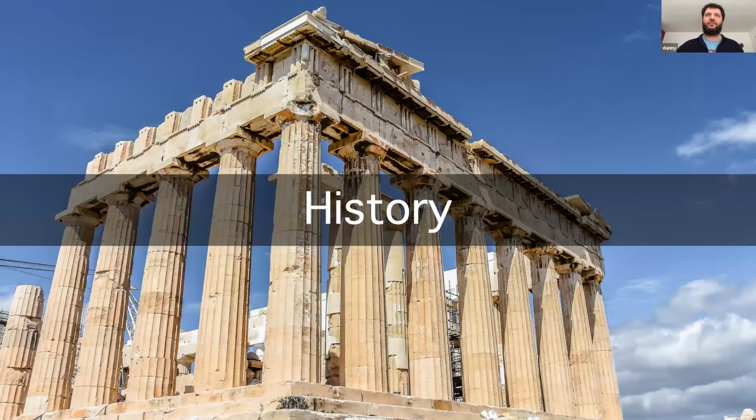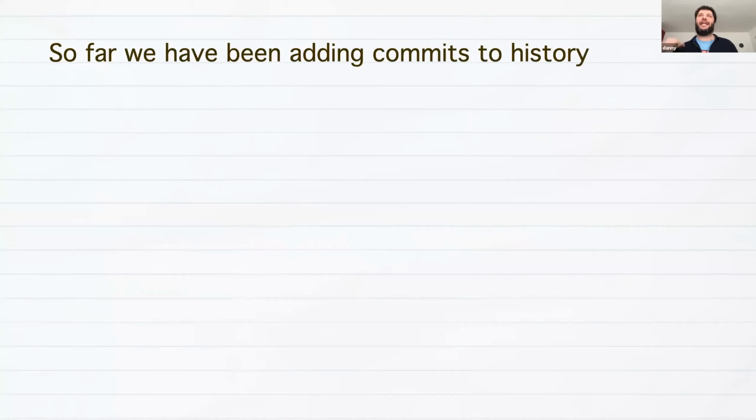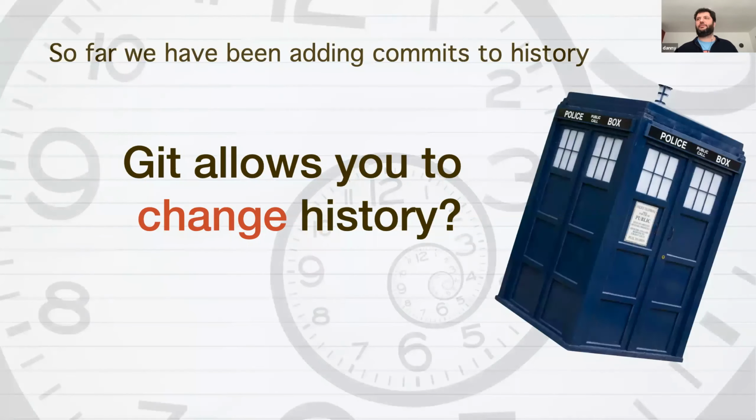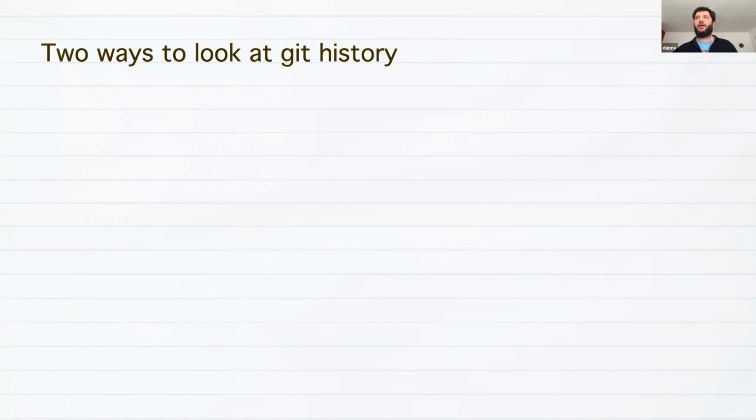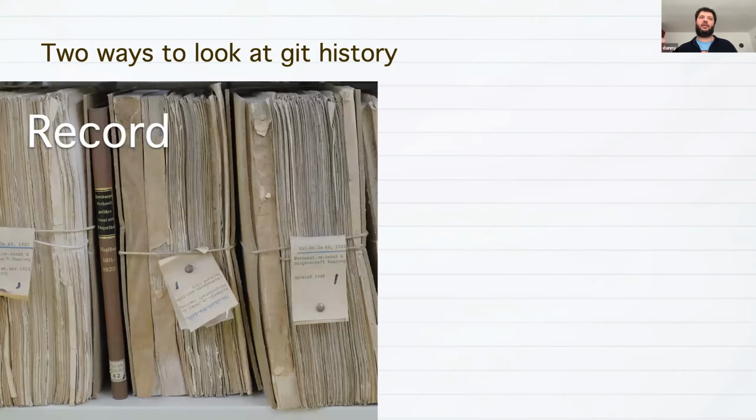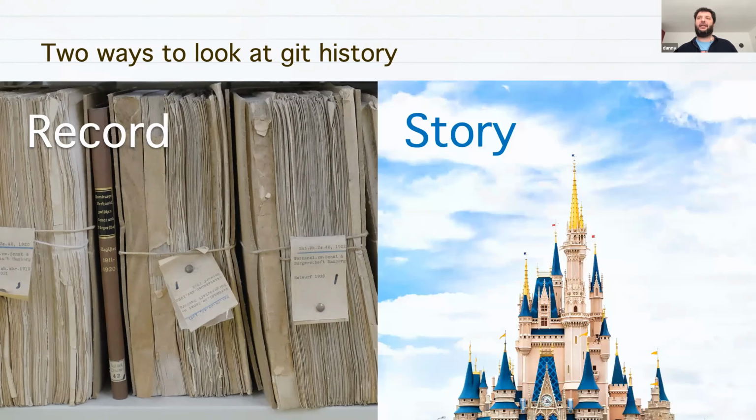So let's talk a bit about the history. Up until now, we've been adding commits to the history of Git. But Git actually allows you to change history in a kind of Doctor Who kind of way. Now, you're probably wondering why you'd want to do that. So there are two ways of looking at your Git history, and they're both perfectly valid, and different companies use different ones. One way is to see your Git history as a record of what you did and when. So you use Git to keep completely safe everything that everyone who worked on the project did and when they did it. The other way to look at it is as a story that you are telling about the history of your project. I'll show you what I mean by that.